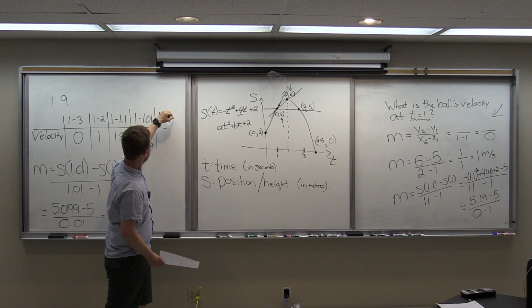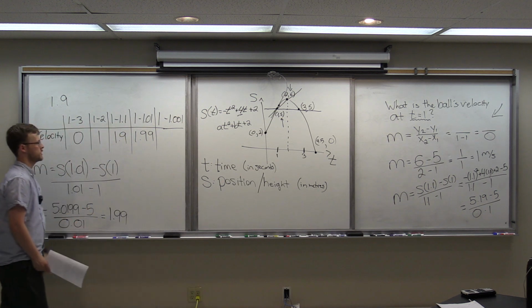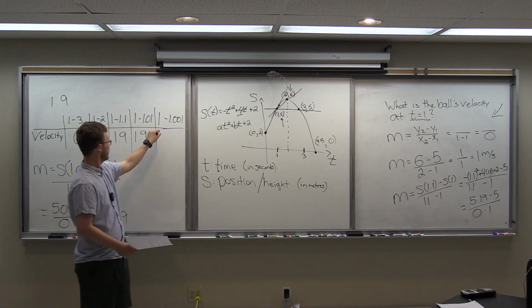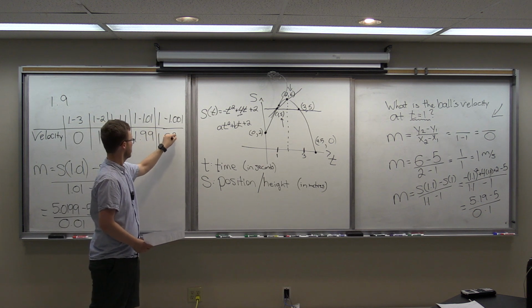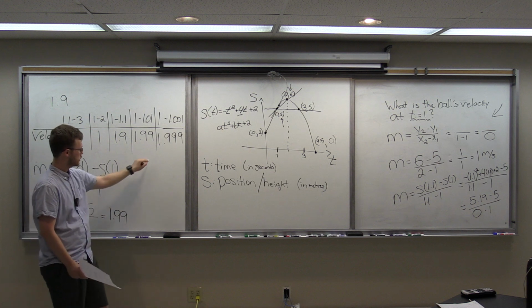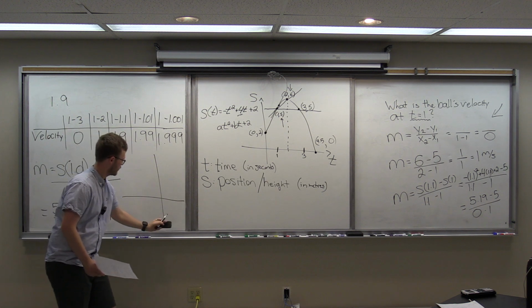I want to know the average velocity from 1 to 1.001 seconds. I will spare you the work. If you do go through the steps, you will get 1.999. Let's get a visual again, just to make sure we understand what we've done here. I'll draw that better.